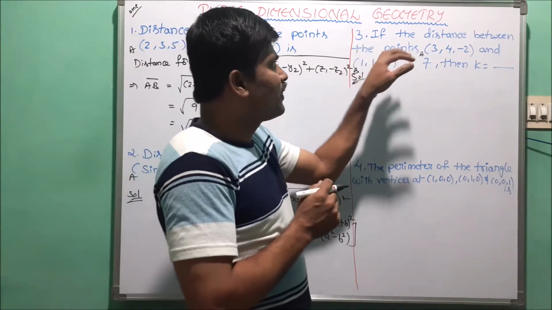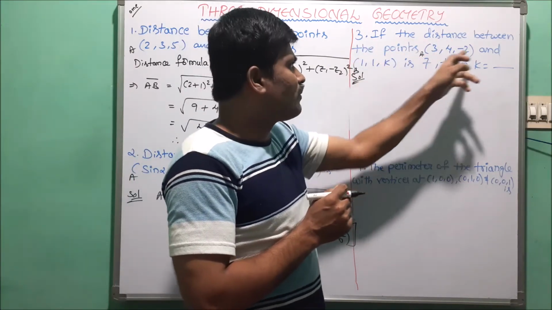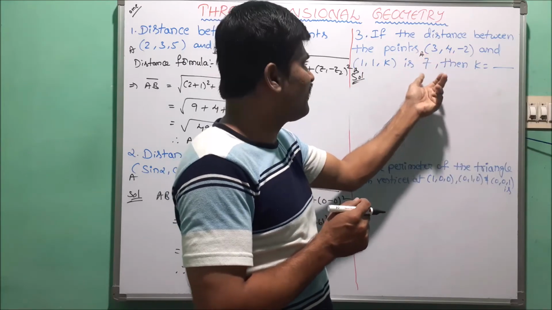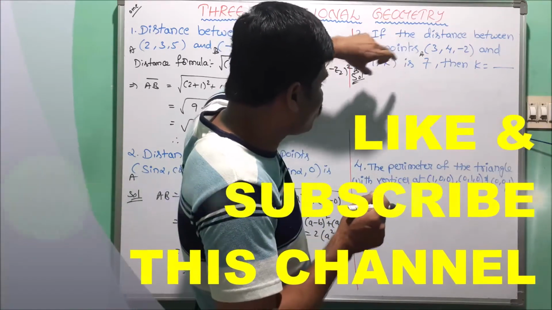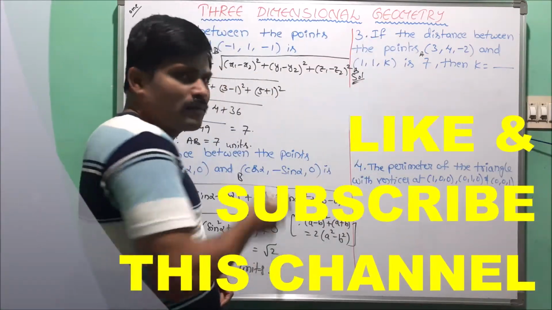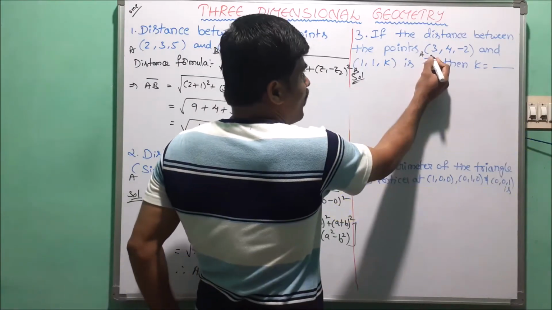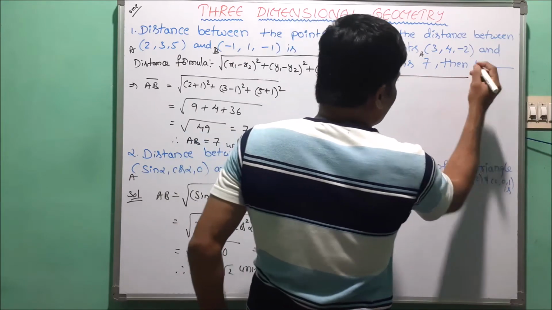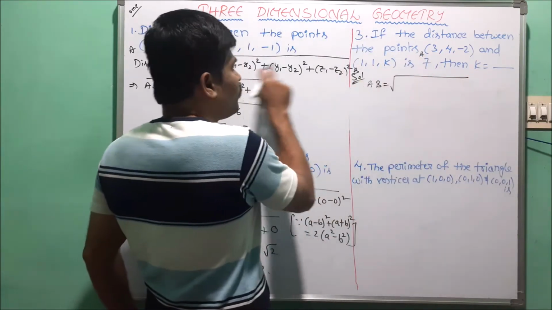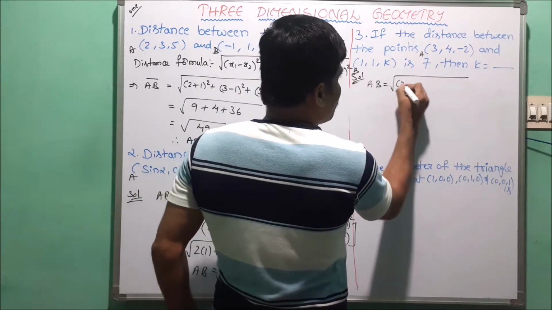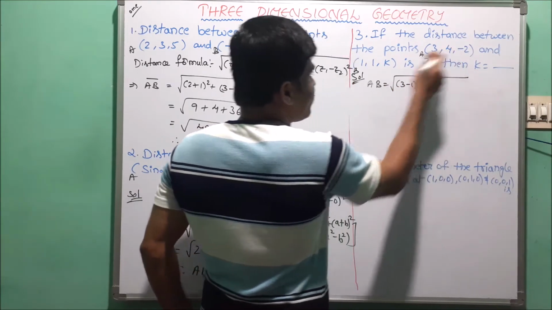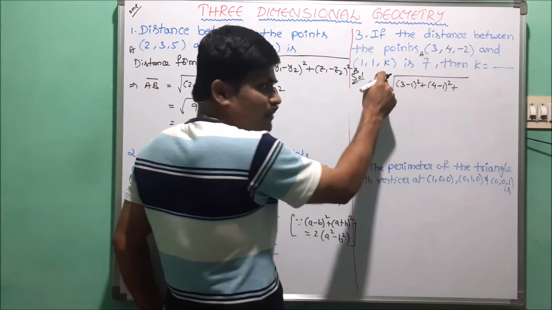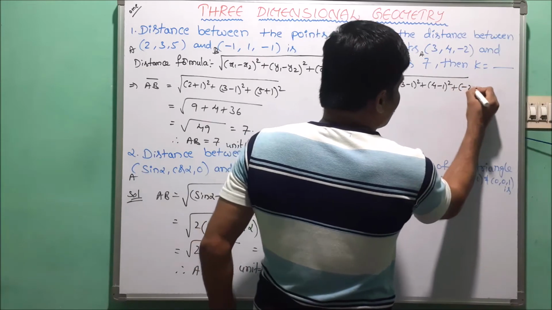Similarly the third one is: if the distance between the points 3, 4, minus 2 and 1, 1, k is 7, then k equals what? Here the distance is given as 7. In the second point we have to find the z coordinate. Using the same formula, let the points be A and B. Then we write AB equals square root of x1 minus x2 whole square, which means 3 minus 1 whole square, similarly y1 minus y2, 4 minus 1 whole square, similarly z1 minus z2, minus 2 minus k whole square.